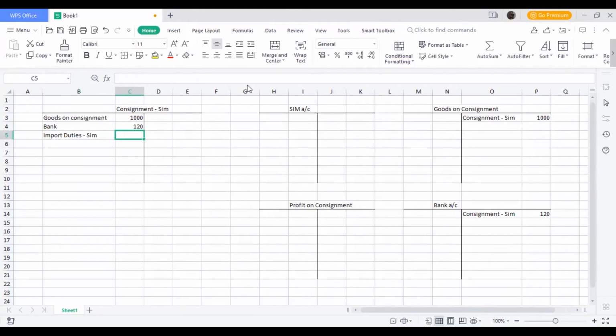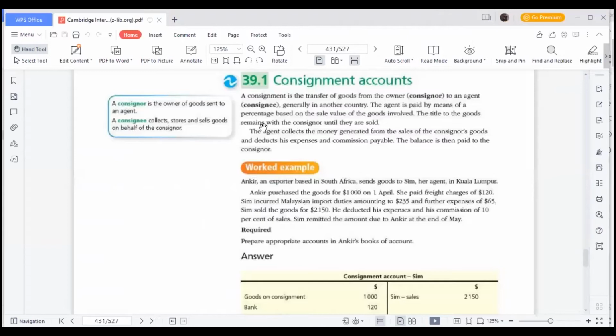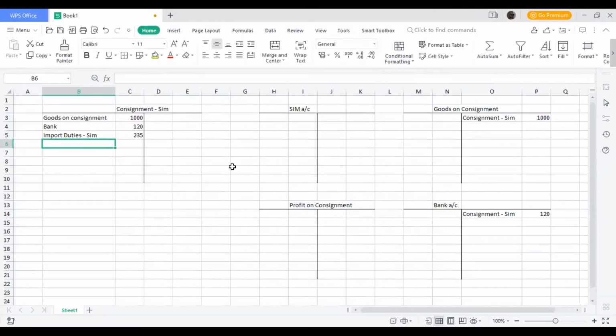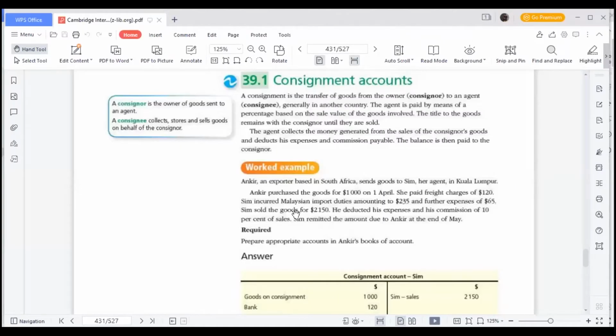So what are the Malaysian import duties? 235, and further expenses of 65. So I'll write 235 for the expense, SIM. Okay, 65. I'm not yet done with the sum. A few more adjustments to be done. And then SIM sold the goods for 2,150. He deducted his expense as his commission on 10% of sales.